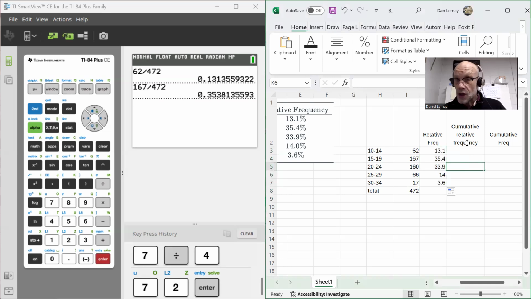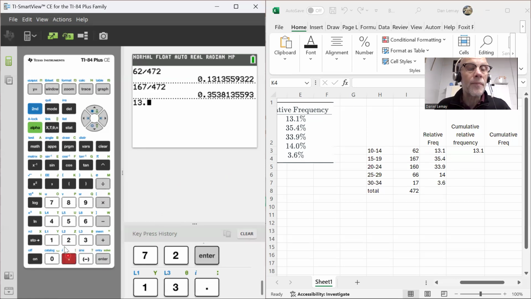Now, if I want to do the cumulative relative frequency, I'm going to add up each of these relative frequencies. For the first one, it's just 13.1. That's the first one. But now what I'm going to do is add here. Let me get a pointer so I can emphasize that. So now I'm just going to add the 13.1, and I'm going to add the 35.4 because that's the next bin. So I'll just come over here and crunch it out on my calculator.